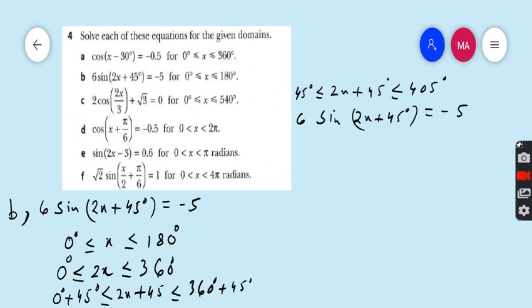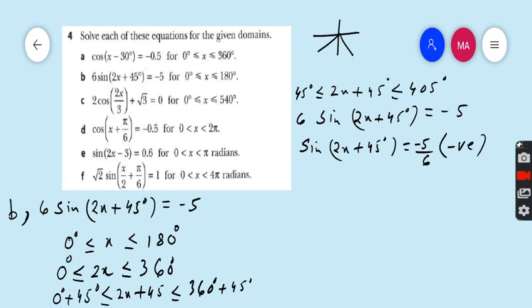Now, sine 2x plus 45 degrees is equal to, this 6 is multiplied over here, so it should divide on the other side, minus 5 upon 6. Minus 5 upon 6 is negative, and you know sine is negative in third and in fourth quadrant. In third quadrant the value must be greater than 180, and in fourth quadrant the value must be less than 360 degrees. Now use your scientific calculator to find the values.